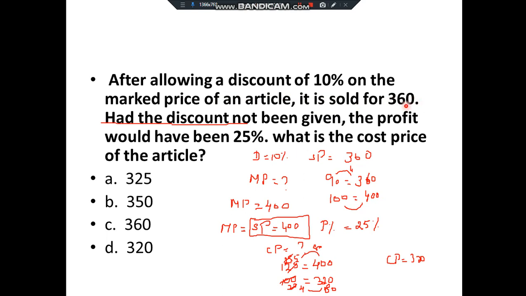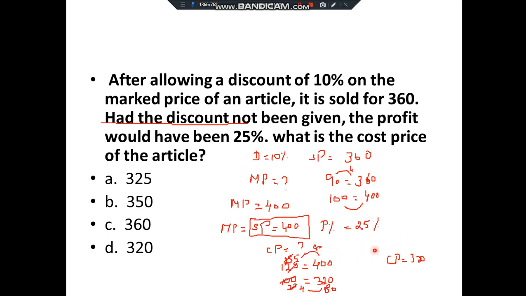So you can find the marked price. See, 90 is equal to 360, so 100 is equal to 400. Now you have found the marked price as 400. They have given that had the discount not been given, the profit would have been 25%. That is, there is no discount at all, so obviously your mark price would be equal to the selling price, which is equal to 400, and the profit percentage is 25%.